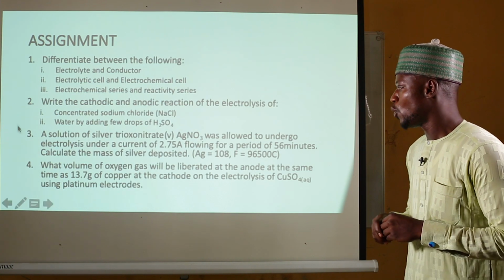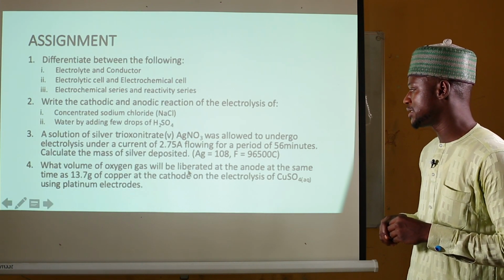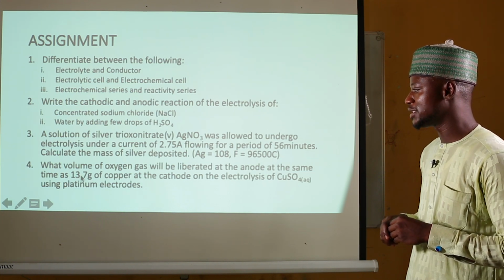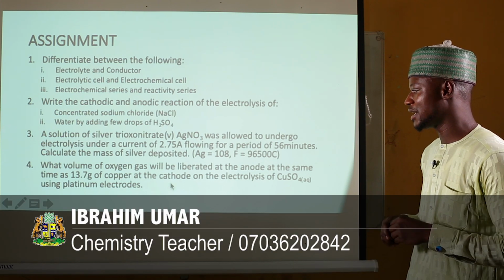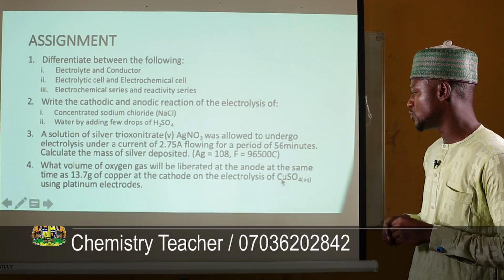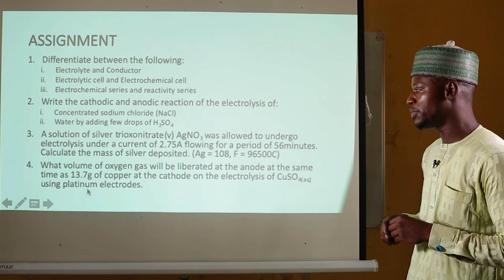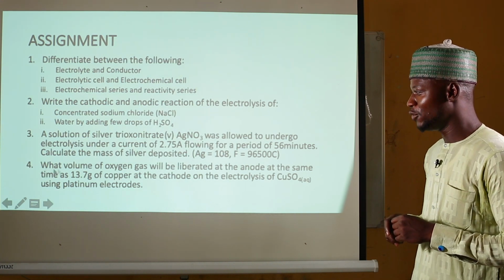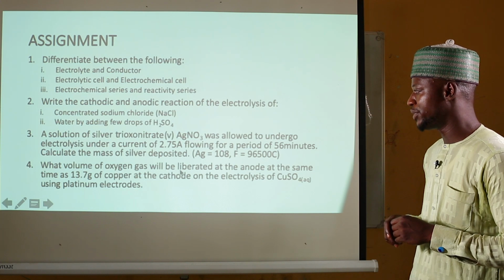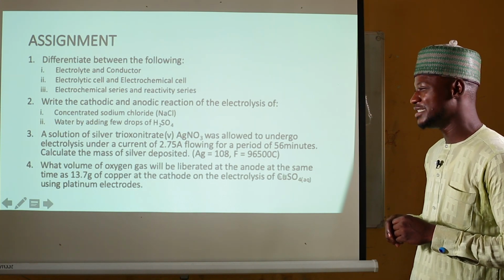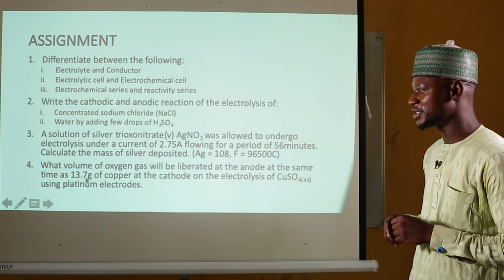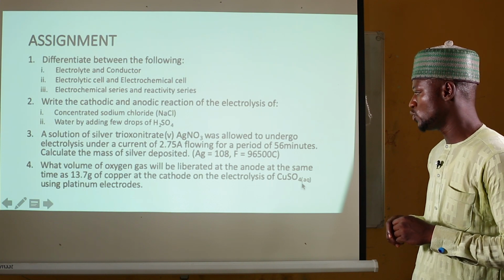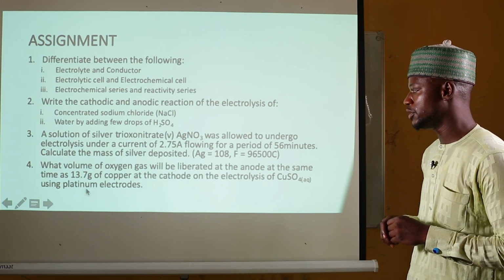Then finally, what volume of oxygen gas will be liberated at the anode at the same time as 13.7 grams of copper at the cathode on the electrolysis of copper 2 tetraoxosulfate 6 using platinum electrodes? I will take it again. What volume of oxygen gas will be liberated at the anode at the same time as 13.7 grams of copper at the cathode on the electrolysis of copper 2 tetraoxosulfate 6 using platinum electrode?